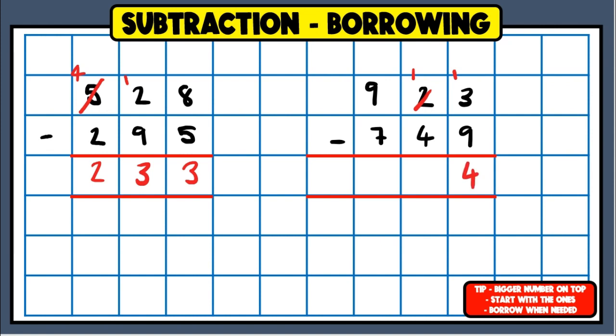Okay, I've got 1. Can I take 4 away from it? No. So let's cross out the next column. 9 becomes an 8. Put the 1 there. Now I've got 11. Okay, if I've got 11 and I take 4 away, that gives me 7. And then move on to the final one. If I've got 8 and I take 7 away, it gives me 1.